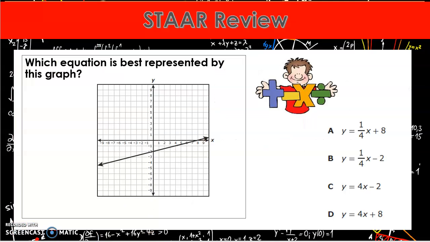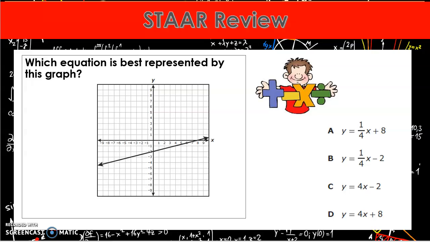All right. This one is a star question, or a star review question. Yay! It says, which equation is best represented by the graph? Same thing, we're going to find our slope, find our y-intercept, and put them in the equation. This one doesn't even have a word problem with it. Just straightforward putting it in the equation. All right, so go ahead and push pause.